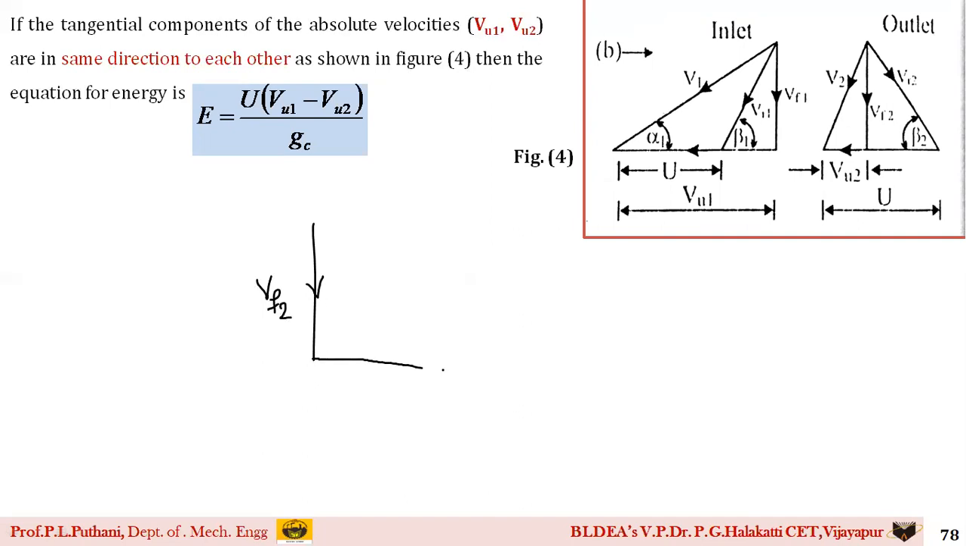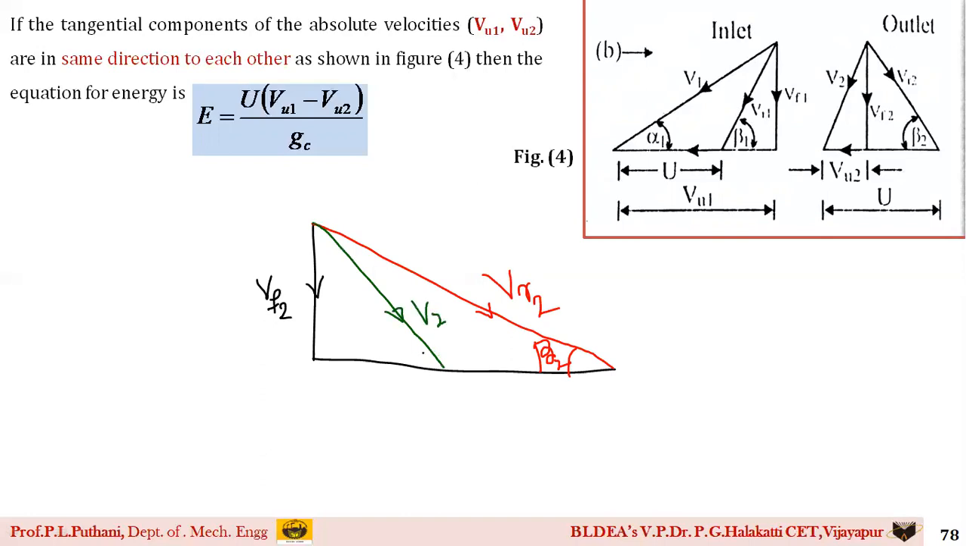Then this was my VR2, beta 2. Then this was my absolute velocity at the exit, V2, alpha 2. Then this was the value of the tangential component of the absolute velocity at the outlet, that is VU2.